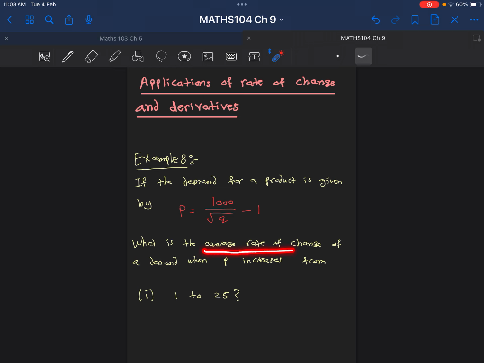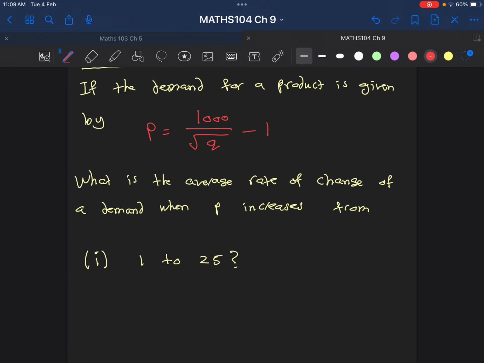Now, the question is, we need to find the average rate of change of demand as Q increases from 1 to 25. What we would expect here is the following. If the quantity is 1 and it jumps to 25, we know that the price here will be higher than the price here, and maybe the function will go something like this. Now we need to find the average rate of change, so we need to find the slope of this secant line.